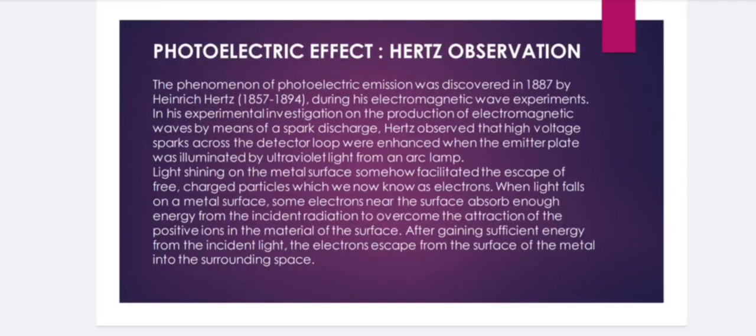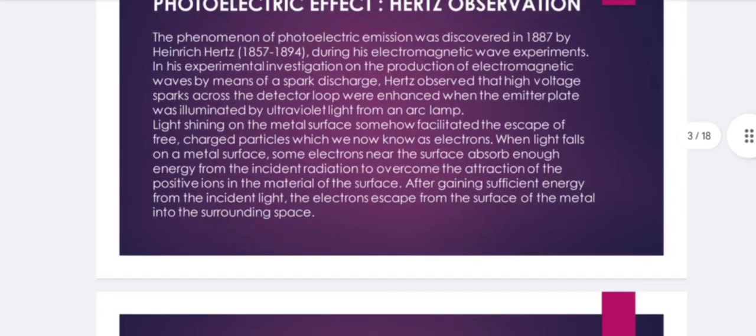know as electrons. When light falls on a metal surface, some electrons near the surface absorb enough energy from the incident radiation to overcome the attraction of positive ions in the material of the surface. After gaining sufficient energy from the incident light, the electrons escape from the surface of the metal into the surrounding.